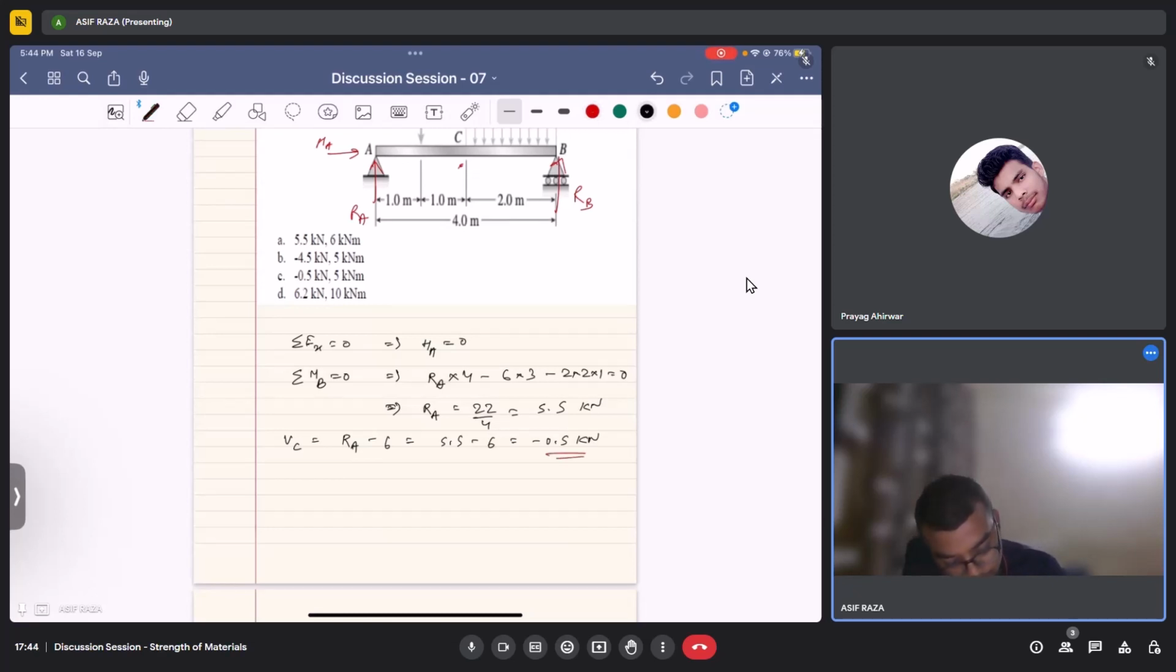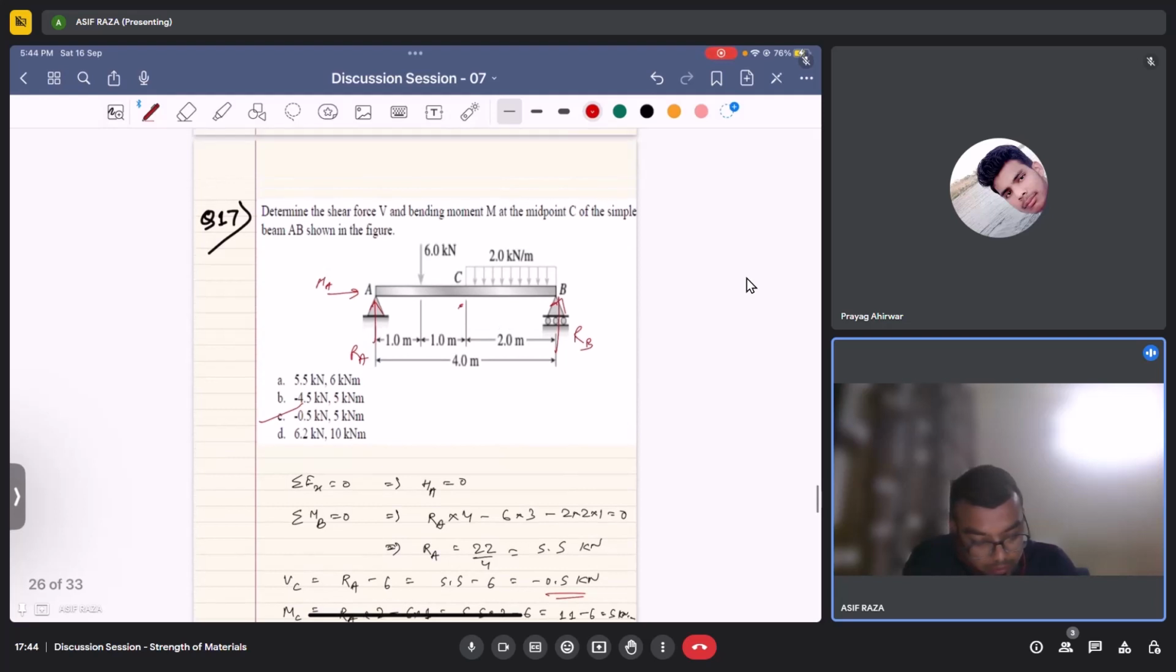and moment at C is RA into 2 minus 6 into 1. So 5.5 into 2 minus 6, it is 11 minus 6, which is equal to 5 kilonewton meter. So minus 0.5 and 5 kilonewton meter, that would give me option C as the correct answer.